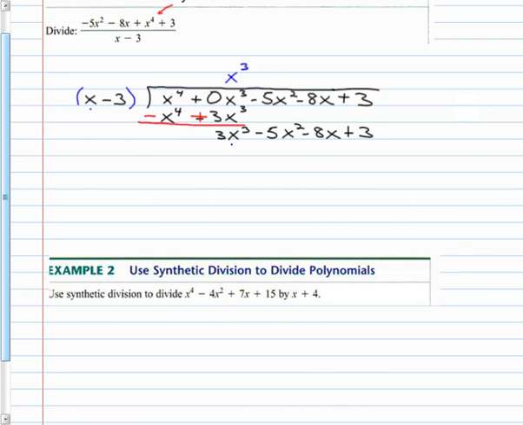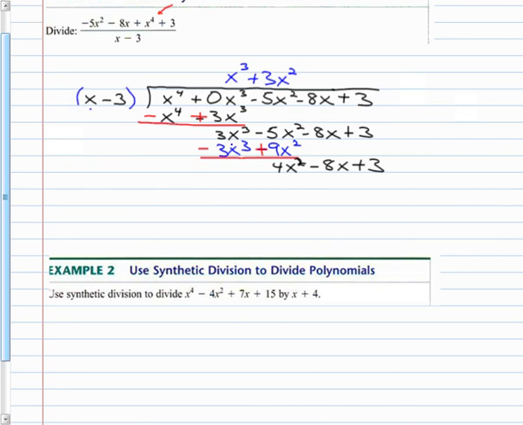A positive 3x squared, because I want it to exactly match that. So now I'm going to take the 3x squared, multiply it by what's in front: 3x cubed minus 9x squared. And then we are going to change the signs and then add them together. So the x cubes are gone. Negative 5 plus 9, that gives us a what? 4x squared. Bring down what is left, minus 8x plus 3.